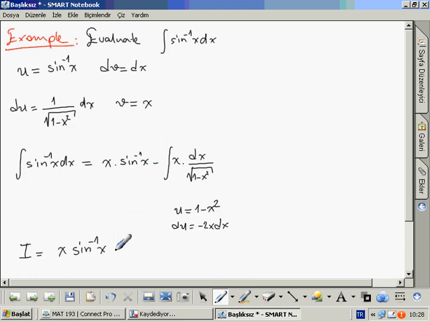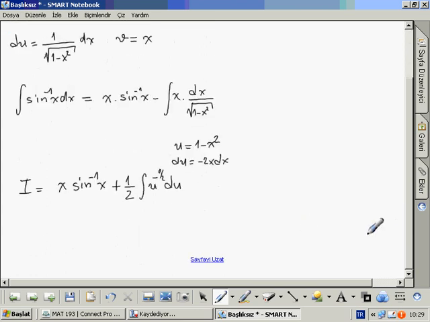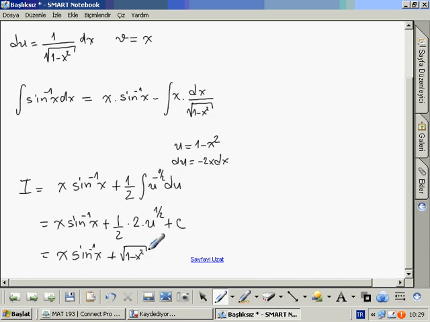and plus 1 over 2 integral u to the power of minus 1 over 2 du, and x times arc sine x plus 1 over 2 times 2 times u to the 1 over 2 plus c, and the inverse x times arc sine x plus, and u was square root of 1 minus x squared plus c.